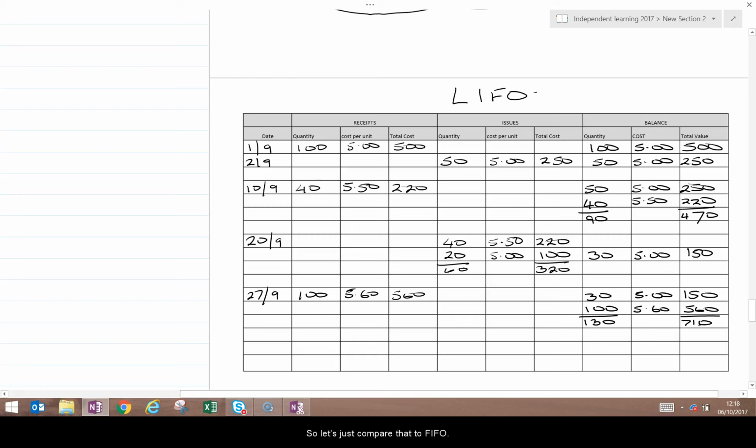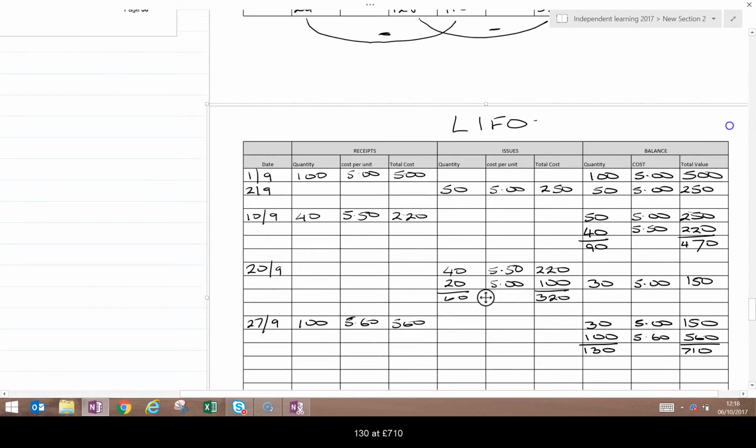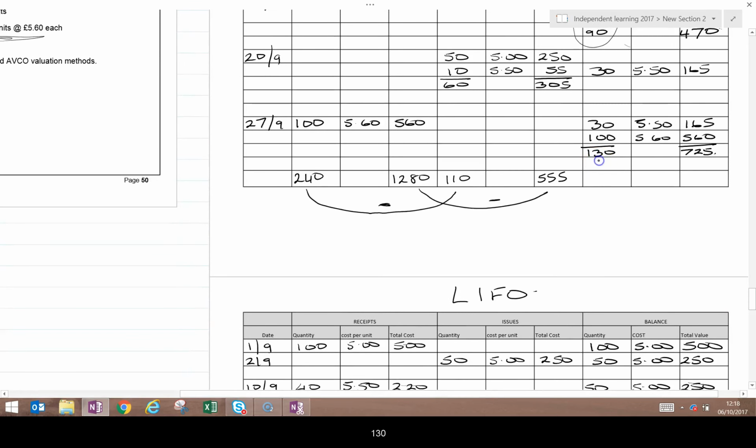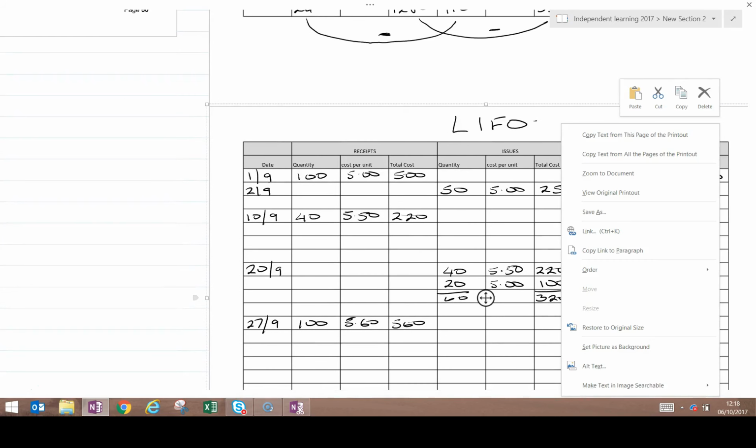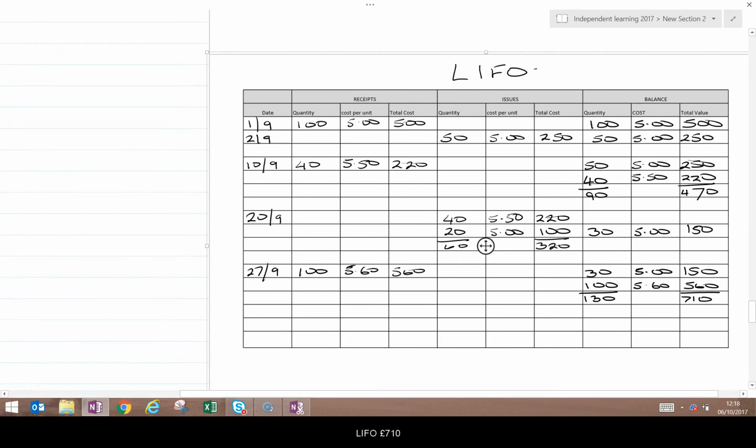So let's just compare that to FIFO. 130 at 710, FIFO 130, so we would expect the units to be the same, but they were valued at 725. So we've got a higher valuation. And if you think back to what we've talked about, in times of rising prices, FIFO gives us the highest stock valuation, LIFO gives us the lowest, with AVCO coming in the middle. So we can see FIFO has given us 725, so that's definitely the highest. LIFO 710, so we'd expect when we do the AVCO valuation that it will fall between those two.